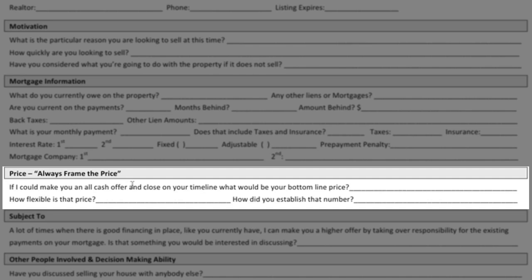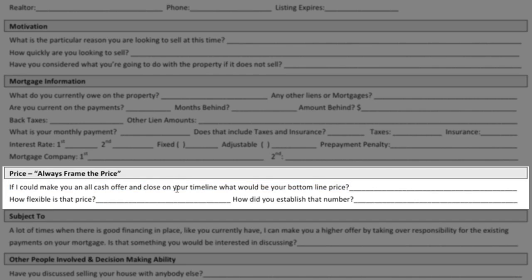So let's say I said that and John said, yeah, that is one of my top goals. Okay, right. Well, then at that point, I'd say, well, John, if I could make you an all cash offer and close on your timeline, and I know you want to close quickly and that's important to you, what would be your bottom line price? So that's a good way, no matter what the seller says or the situation, to ask the question here.